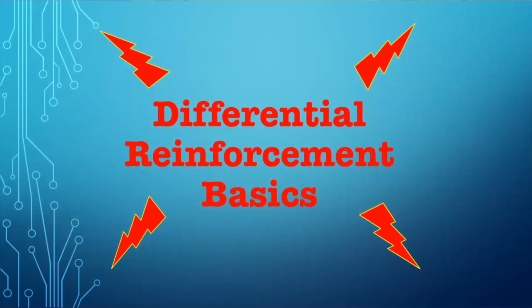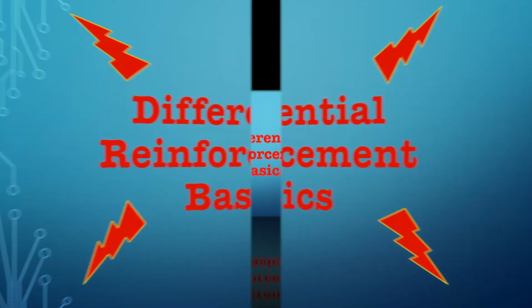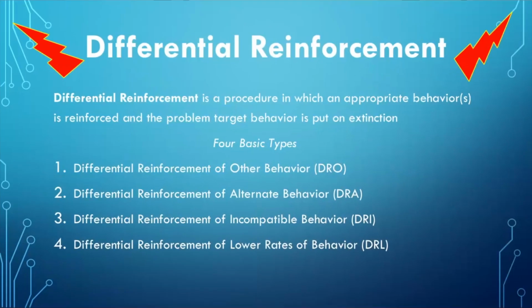Welcome back. In today's video, we're going to be going over differential reinforcement. Differential reinforcement is a procedure that identifies a problem behavior, known as the target behavior, and attempts to replace that behavior with a more appropriate one.